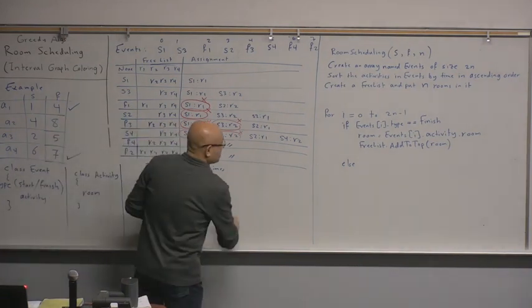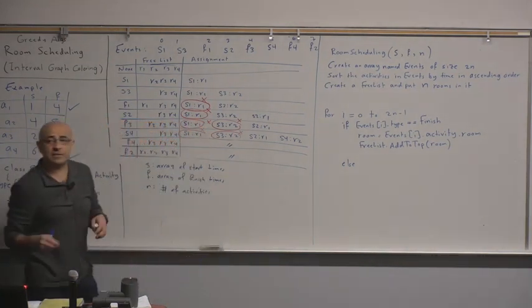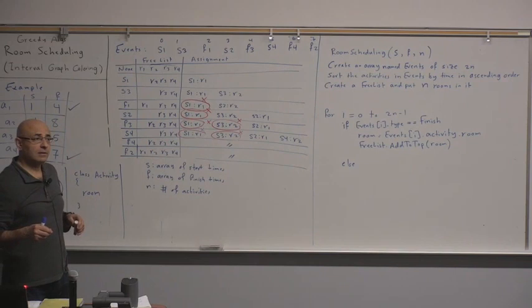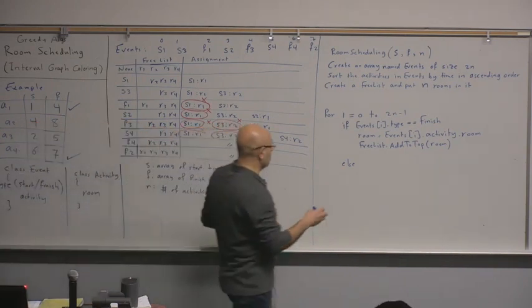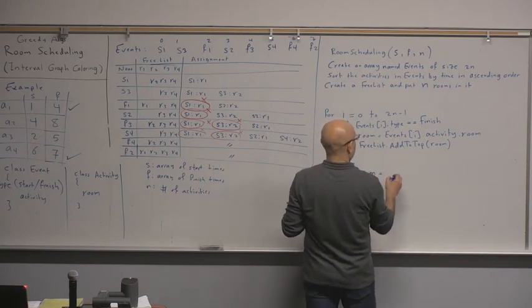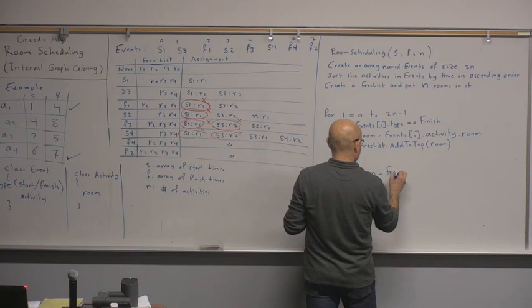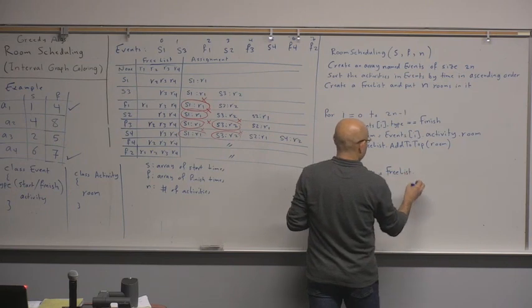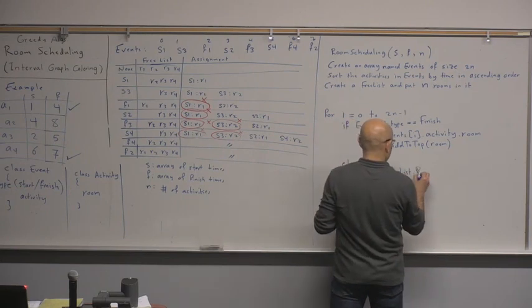Okay, now else if it's a start, so what do I need to do if it's a start event? Yeah, assign a room. Where do I get that room from? From the free list. The top of the free list. Exactly. So room, in this case, room equals free list dot remove top.